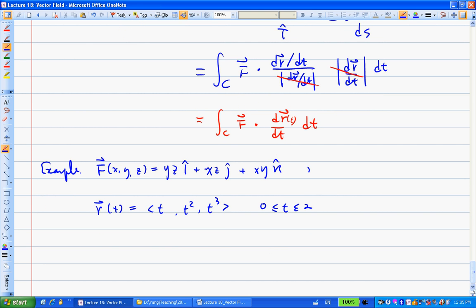Okay, so that's the curve C. And, let's calculate this line integral. So maybe I'll write it down here. Save a little writing.